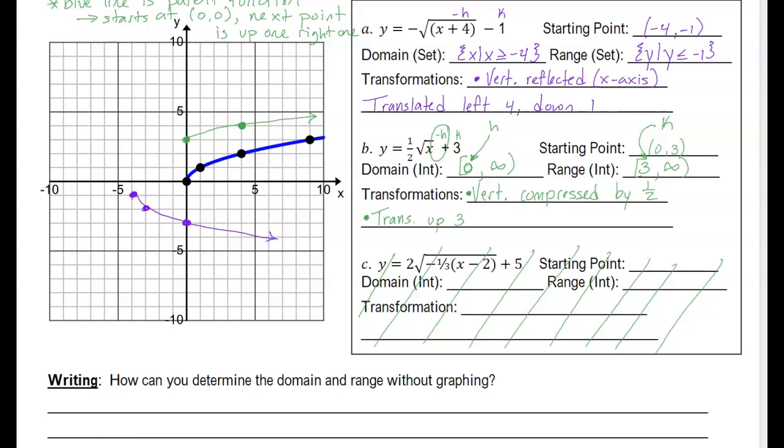Of course, you always have to be careful if it's been reflected. What will change, the domain or range, if it's been reflected over the x-axis? The range. Instead of it being bigger than the k value, it'll be less than the k value.